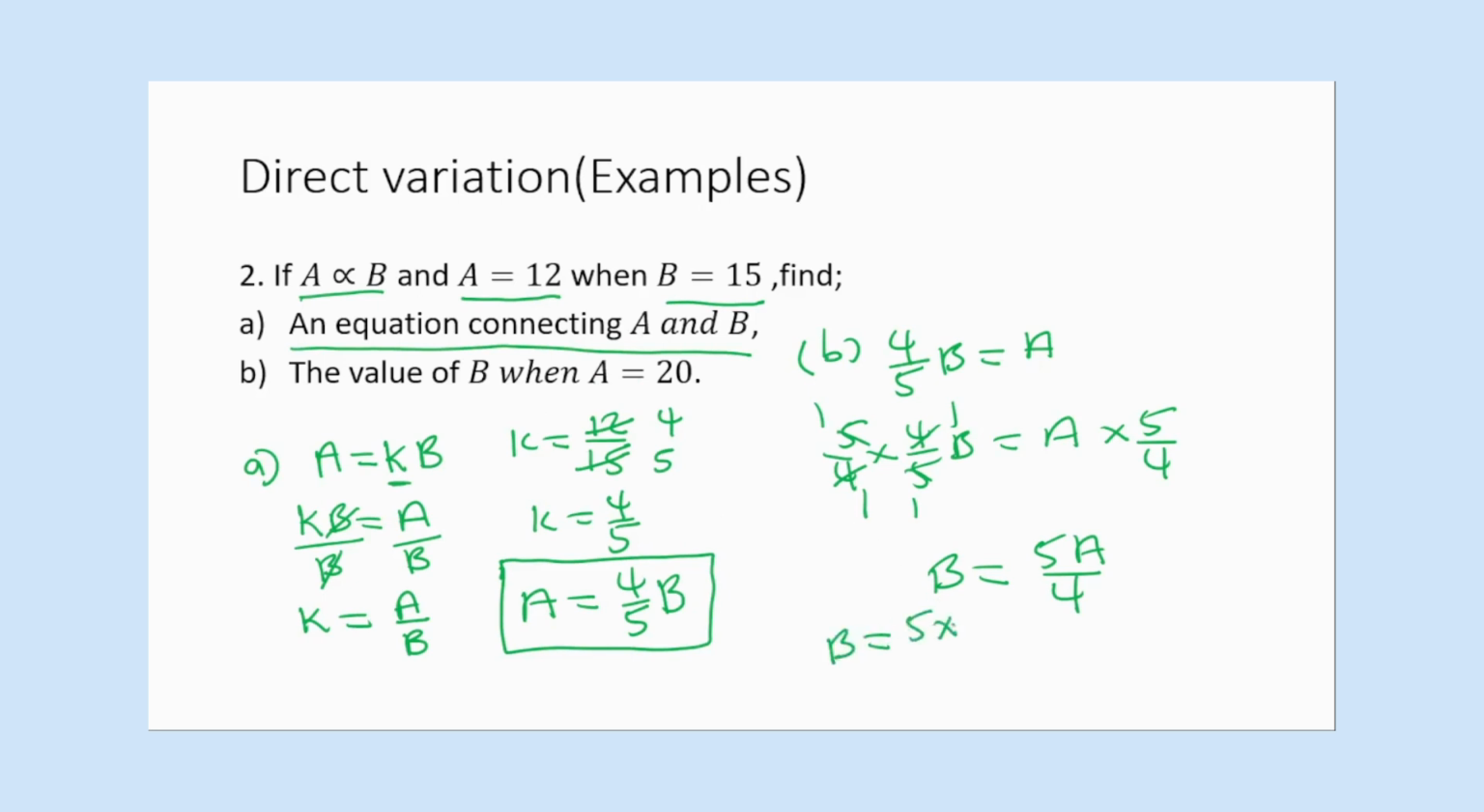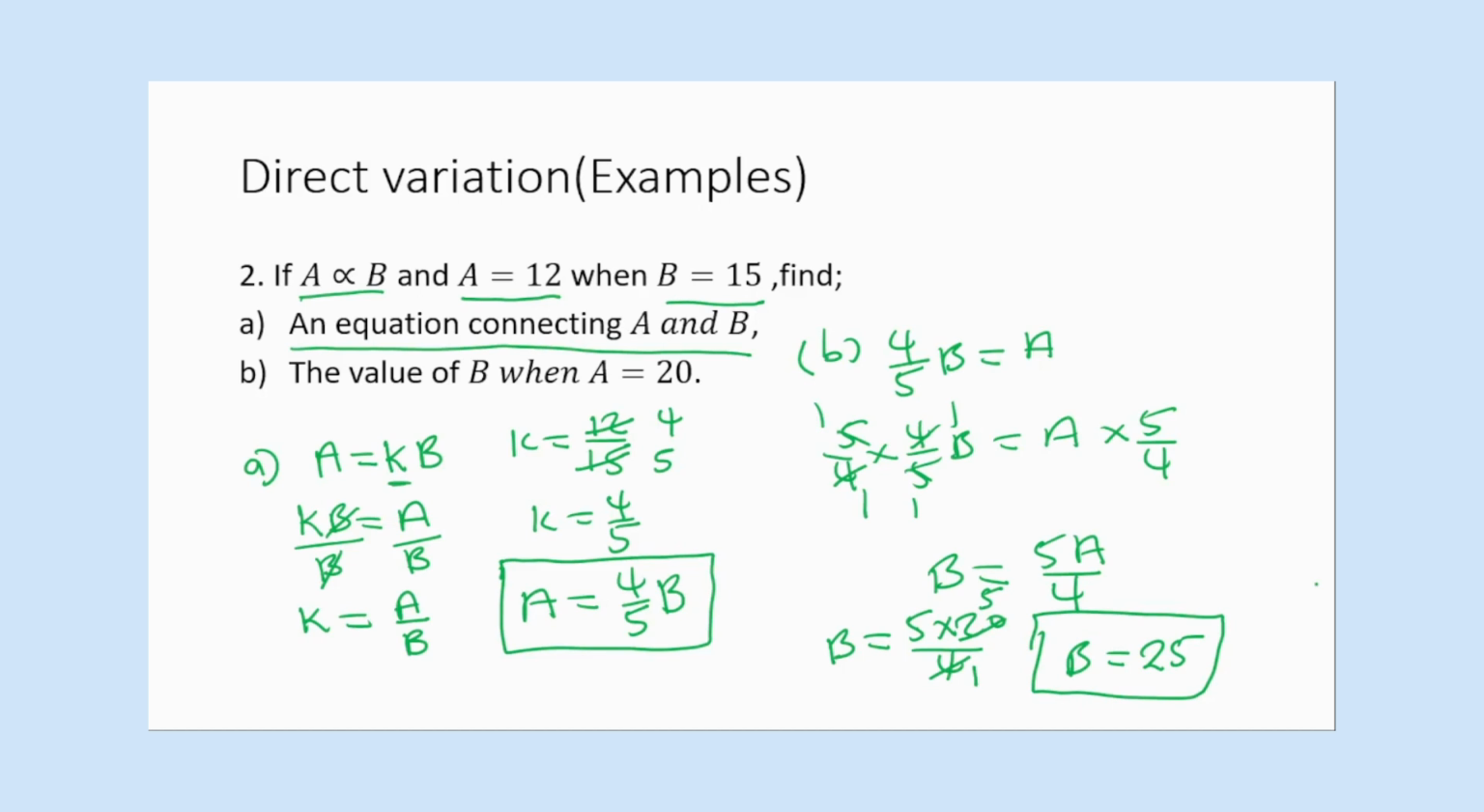So 5 multiplied by A is 20/4. 4 in 4 is 1. 4 divided by 4 is 1. 20 divided by 4 is 5. 5 times 5 is 25. 25 divided by 1 will give us 25. Therefore, B will just be equal to 25. I hope my audio was okay.